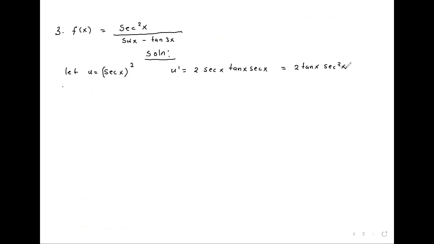Then we get v, sine x minus tan 3x. V prime: sine x is giving us cos x minus the derivative of tan, which is sec squared. We put 3x and then differentiate 3x. So it will give us 3.